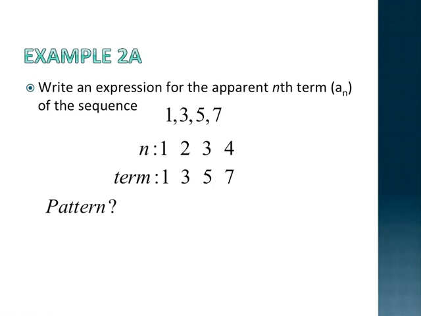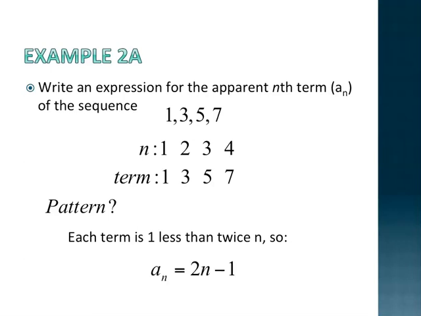So if you look at your values of n, if you multiply each of those by 2 and then subtract 1, you end up with that term, right? So 1 times 2 minus 1 gives you 1. 2 times 2 is 4, minus 1 gives you 3. 3 times 2 minus 1 gives you 5, and so on. So that's the pattern here. So we're going to write that down in algebraic terms. That's going to be a sub n equals 2 times n minus 1, right? 1 less than twice n.